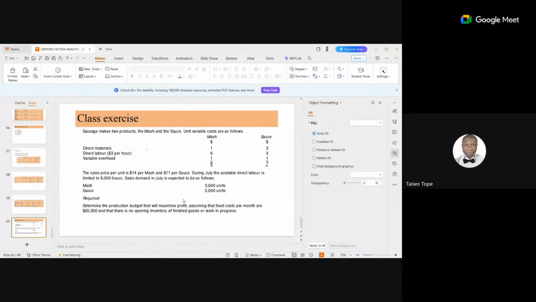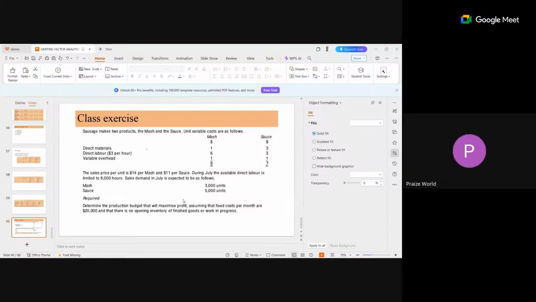Yes, thank you very much. So from this question, you can solve first by confirming the limiting factor. It's clearly stated that the available direct labor is limited to what? 8,000 hours. It's very clear that labor hour is the limiting factor. But the question is, how many hours do you use to produce 1 unit of mash? And how many hours will you use to produce 1 unit of sauce? How many hours?